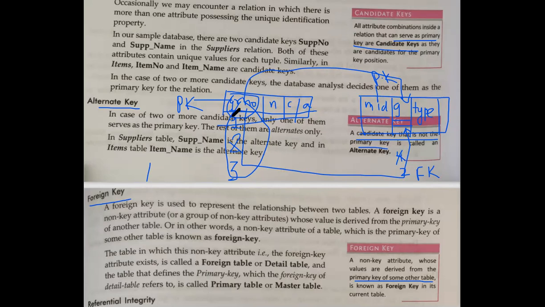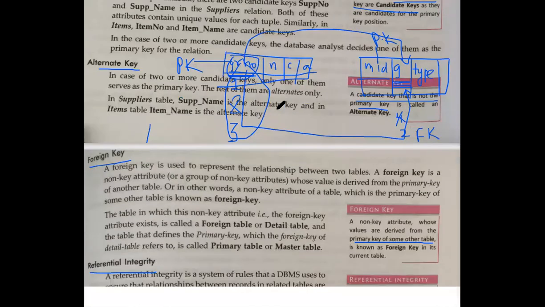Data type must be same means if you are saying it is of type integer, it is compulsory this must also be of type integer. If you are saying this is of type character with 5 characters, this must also be of type character with 5 characters only. ठीक है, डेटा टाइप सेम होना जरूरी है, नाम कुछ भी हो सकता है, कोई प्रॉब्लम नहीं है. This is compulsory.